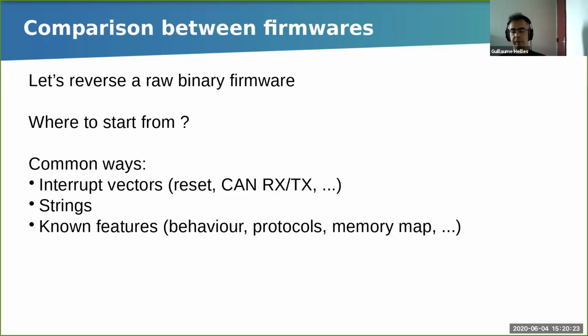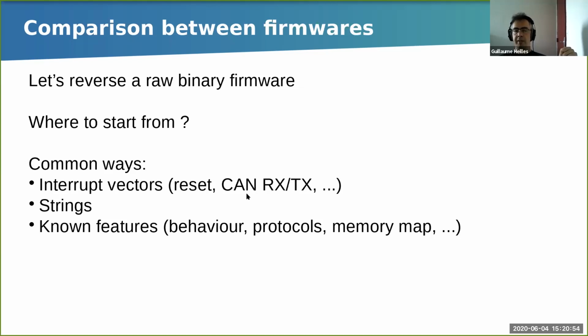So, for example, the things you can use are the interrupt vectors. This is something we use very often, like the reset vector, the CAN reception vector, and so on. What are those vectors? Those are interrupt vectors, which are automatically called in case of an external event. For example, if you reset your microcontroller, it will start its execution all over again from the reset vector, okay, which is a fixed or specified 32-bit value.